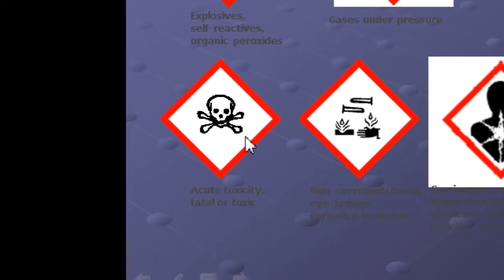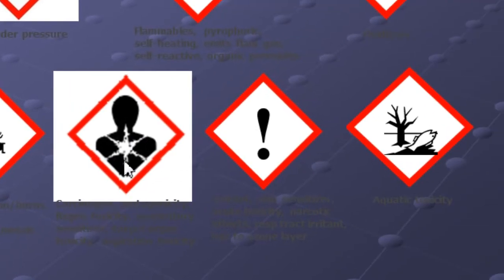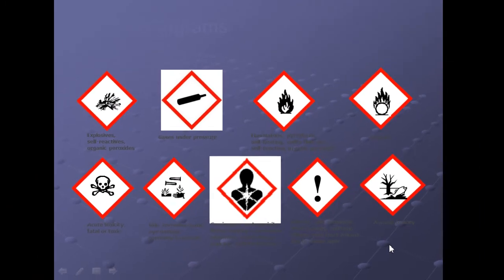Acute toxicity, that's your skull and crossbones. It's fatal or toxic. Skin corrosiveness is your next one. If something drops on your skin, it could be corrosive to your skin. This is a health hazard. And this one over here is an irritant or a skin sensitizer. And this is aquatic toxicity. So you see the dead fish on that side and the dead tree. That's telling you that whatever chemical that is, it's toxic to aquatic life.